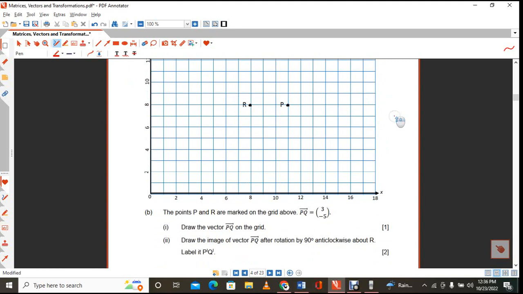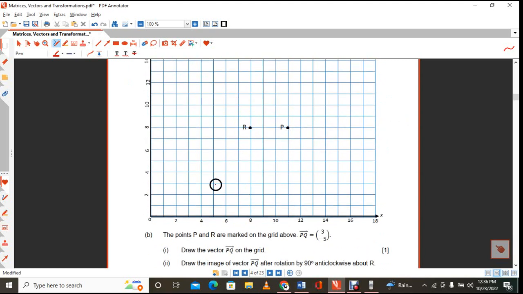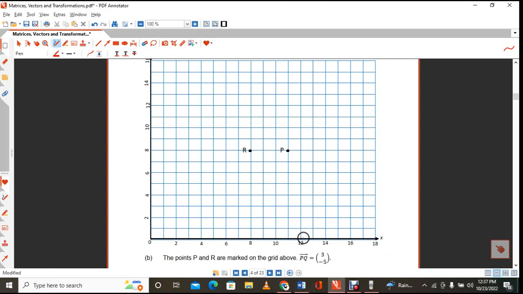Right, then we have got 2 points that are given here. They say points P and R are marked on the grid. Now we have to draw P to Q. Okay, let's find P to Q. From P to Q, we're going to go 3 places to the right, because you can see this is positive. So that's 1, 2, 3. And then we're going to go 5 places down. So it's 1, 2, 3, 4, 5. So it's going to be all the way down there. I'm using the arrow just to indicate so that we can get an idea.